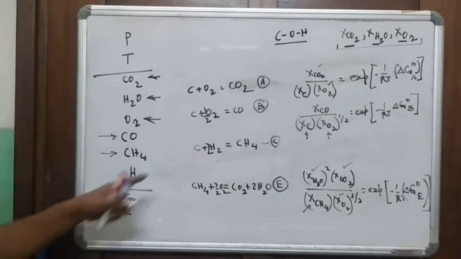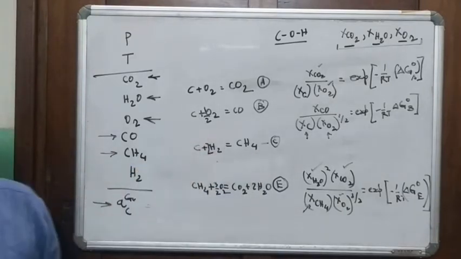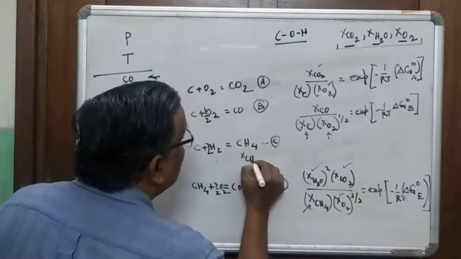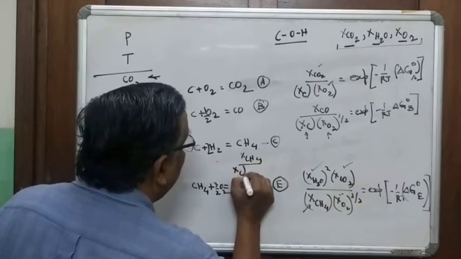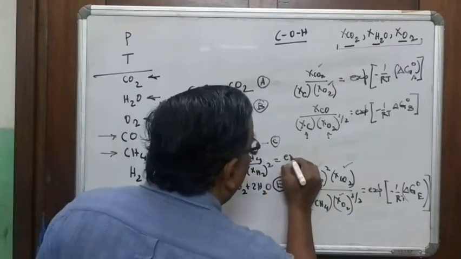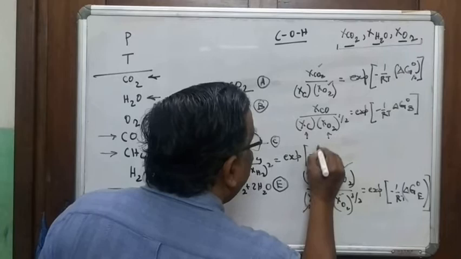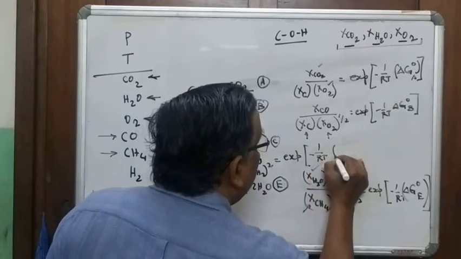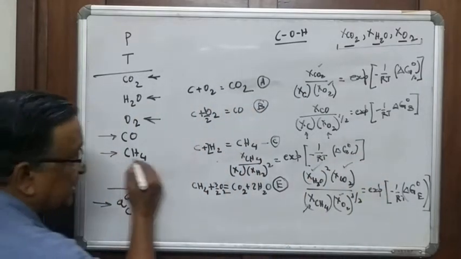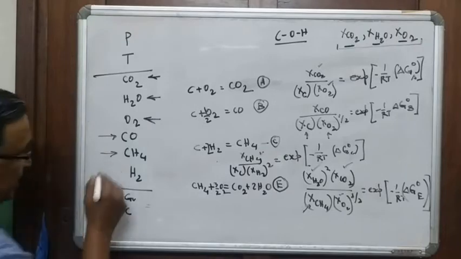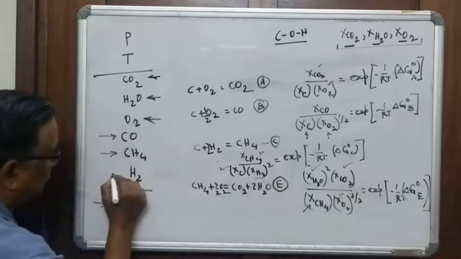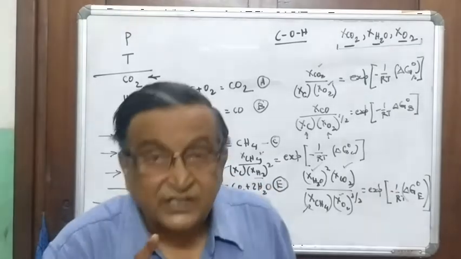I will erase D and instead keep C. Now you see what happens here? XCH4 by XC into XH2 whole squared is equal to exponential minus 1 by RT into delta G0C. Now you see, CH4 we just determined, XC we have determined, and we are left with XH2, so we can find XH2. That is what I am trying to say.